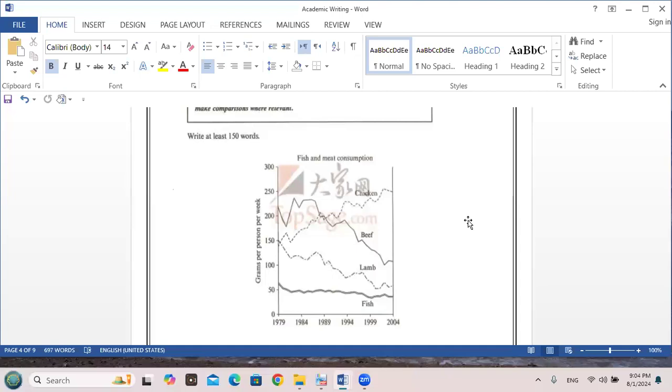Chicken is increasing, or was increasing? This is one of the common mistakes. Here it's from 1979 to 2004. One of the most common mistakes when it comes to writing task 1 in academic IELTS is the tense. So always remember to use the past as long as it's before 2024. After 2024, you are supposed to use the present and the future.